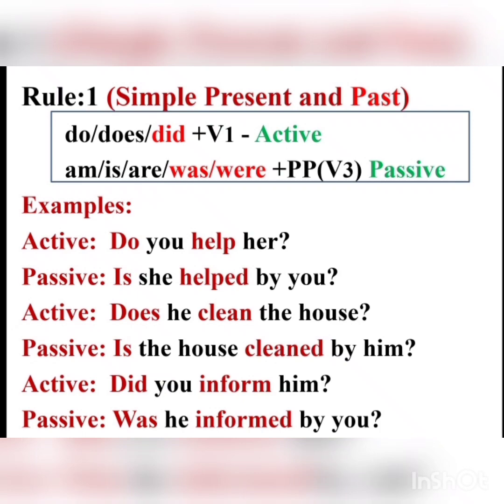Now, simple present and past. Here the verb form will be do, does, did plus verb 1. Passive will be am, is, are, was or were plus past participle. I have already mentioned all the passive voice will have only third form of the verb or past participle form of the verb. For example, do you help her? Let us analyze the sentence.